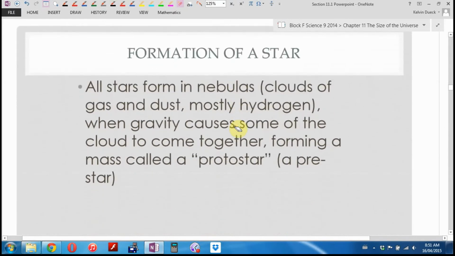So, formation of a star. Let's go in more detail. All stars form in nebulas. By the way, really the plural of nebulas is nebulae with an AE, but I didn't want to scare you. Clouds of gas and dust, mostly hydrogen. When gravity causes some of the cloud to come together, you write that down, and it forms a mass called a protostar. That's a word you're going to need to know. A protostar is a pre-star. It hasn't formed a star yet, but it's getting close.